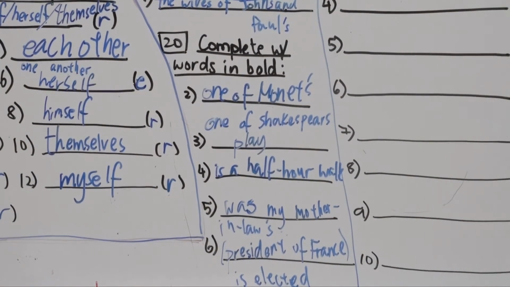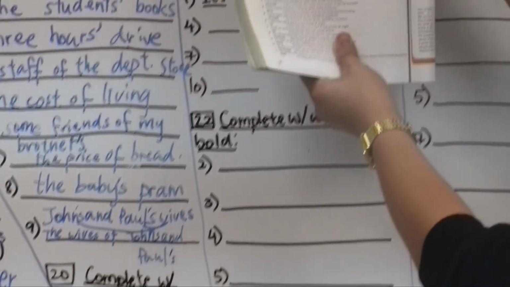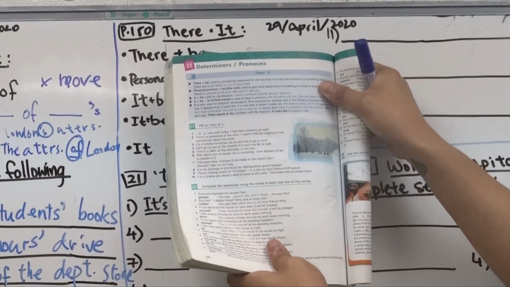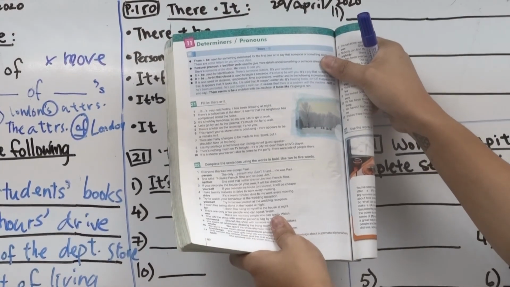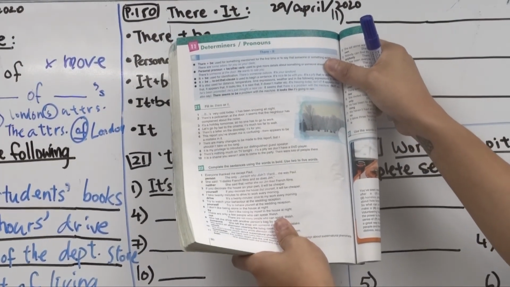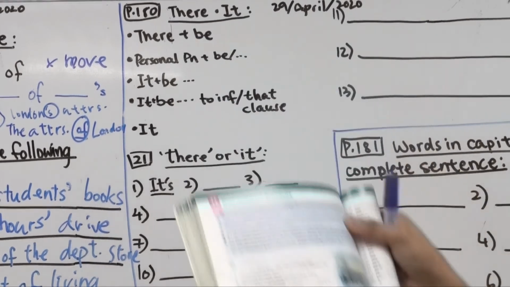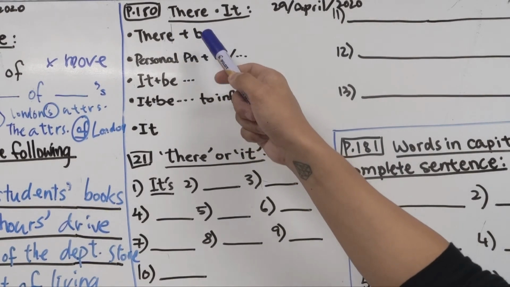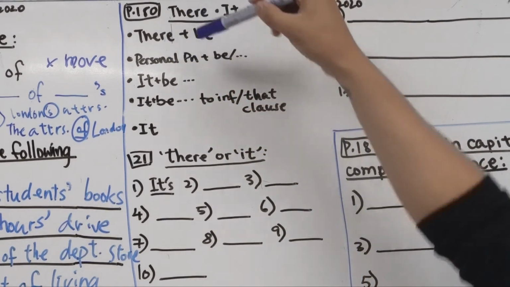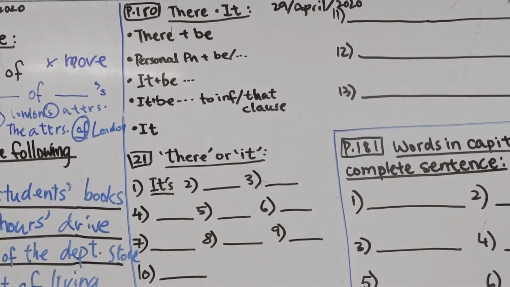Now let's quickly go through page 180, okay? So there and it structure. These are again the same thing, right? The same as the possessive, right? There and it. Okay? So let's go through it together very quickly. For there we have there plus be. Now, be is the ultimate form, right? Be can be changed into are, is, was, were, okay?